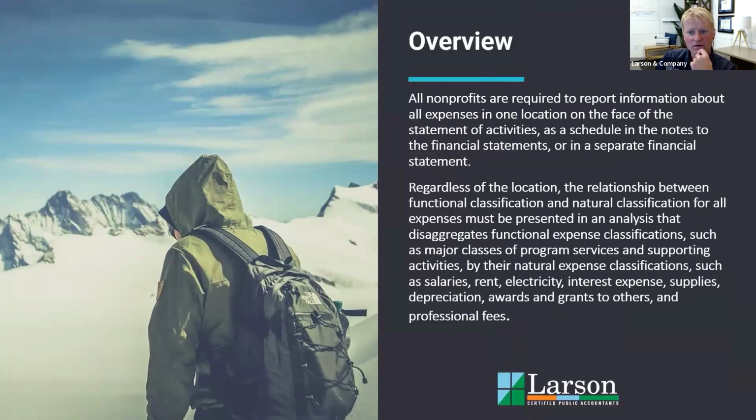All right, so continuing the overview. All nonprofits are required to report information about their expenses in one location. That can be on a statement of functional expenses on its own. It can be on the statement of activities, broken out a little bit more. Or it can also be included in the notes to the financial statements. Regardless of the location that this is provided and broken out, it is required.